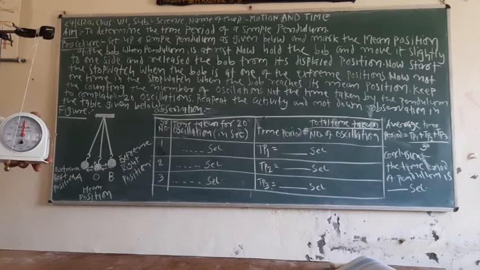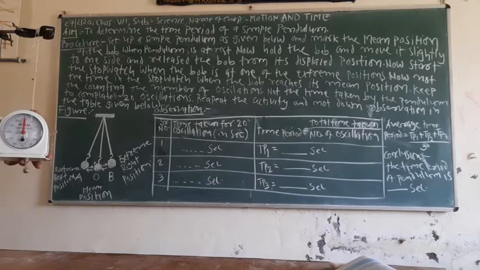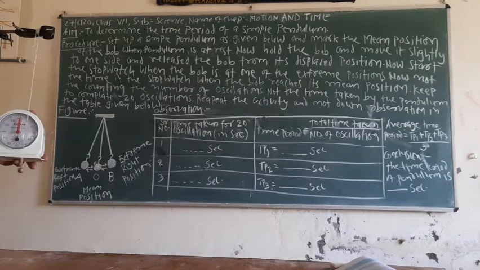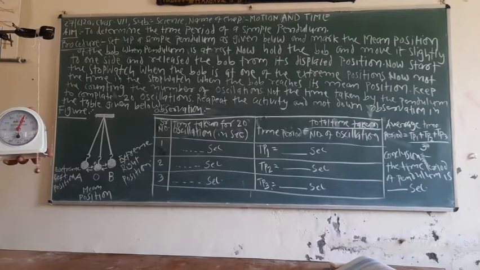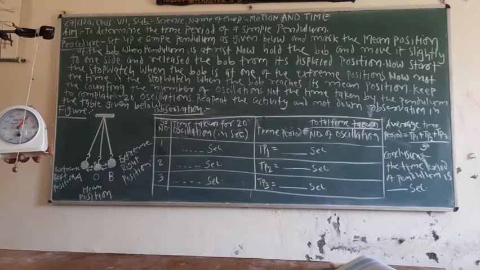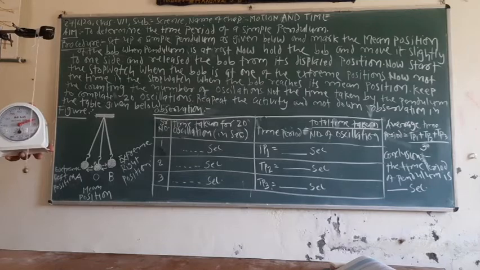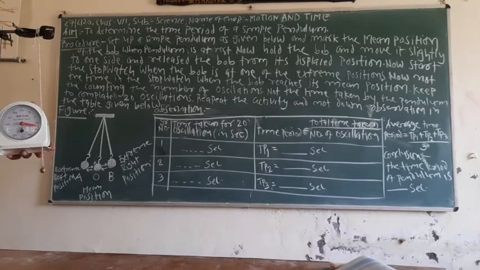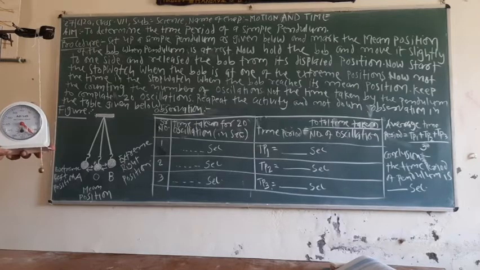So I start from my side. When the simple pendulum comes to my side at the extreme position, I start to note the time and count the oscillations. 1, 2, 3, 4, 5, 6, 7, 8, 9, 10, 11, 12, 13, 14, 15, 16, 17, 18, 19, 20.